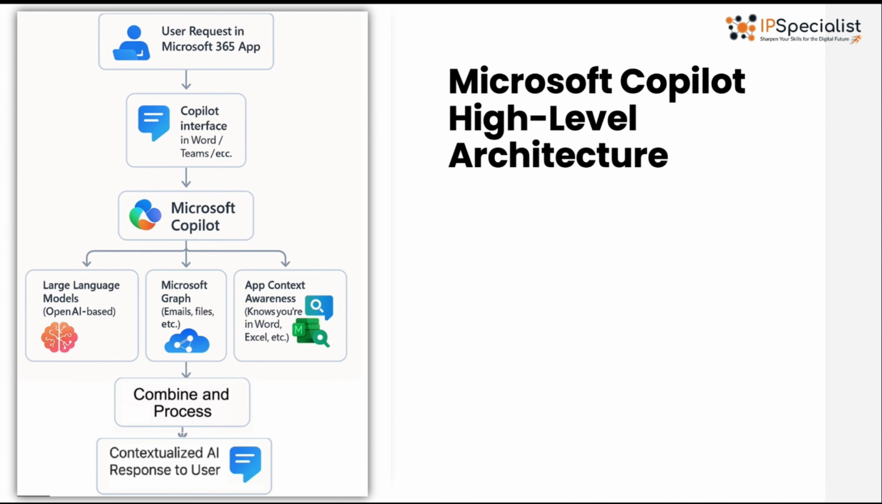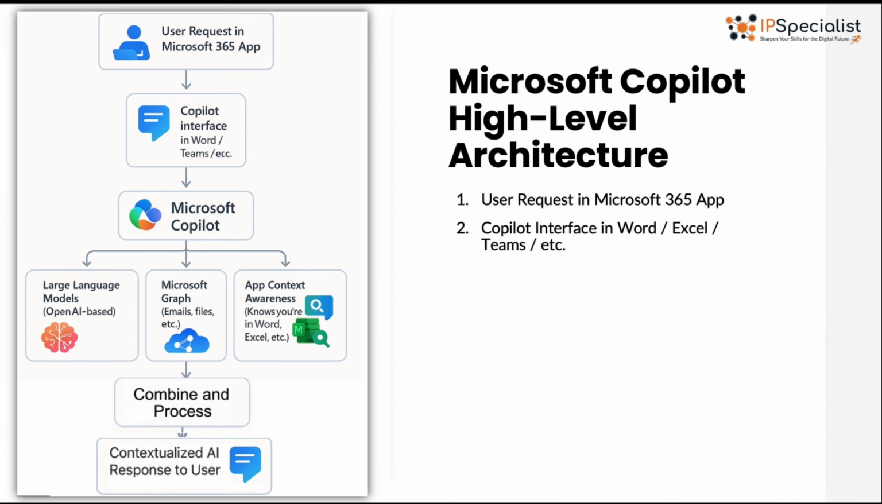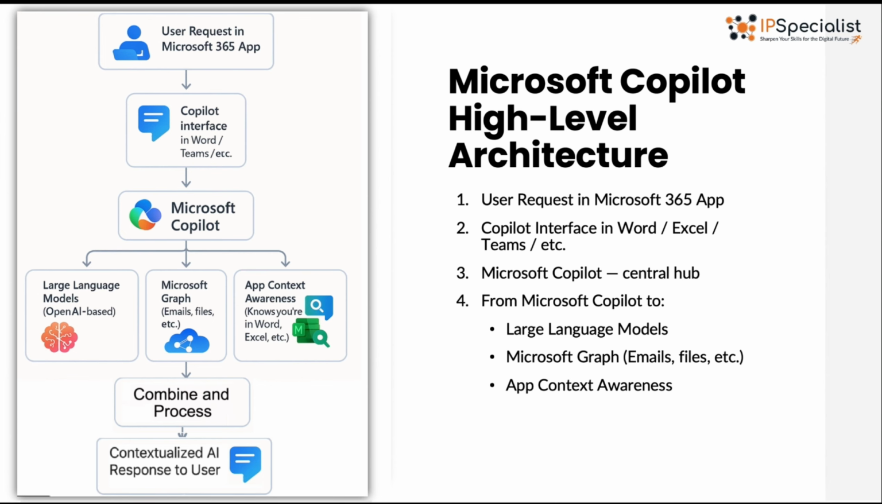Now, let's take a quick look at the high level architecture of Microsoft Copilot. As shown here, when a user gives a prompt inside a Microsoft 365 app, let's say asking Copilot to summarize a document in Word, the request is passed through the Copilot interface. Copilot then connects to three major systems: a large language model from OpenAI to understand and generate human like responses, Microsoft Graph to securely access your work related data, and the application context to tailor the output based on whether you're in Excel, Word, Teams, or another app.